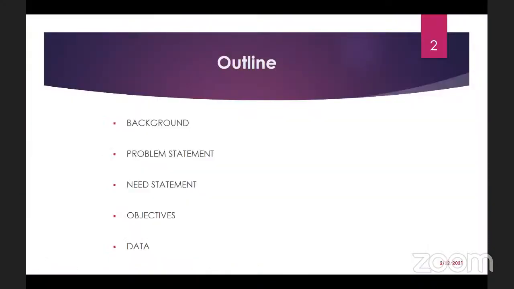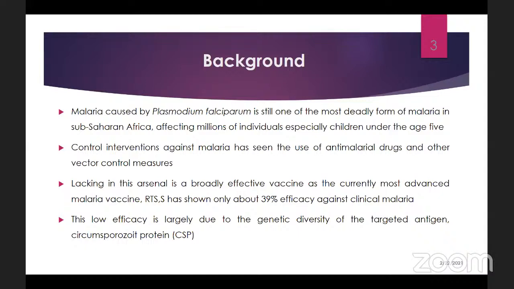So we know malaria caused by Plasmodium falciparum is one of the most deadly forms of malaria, especially in sub-Saharan Africa, affecting millions of people and especially children under the age of 5. So control interventions against malaria have seen the use of anti-malaria drugs like artemisinin and previously chloroquine. And then there are also other vector control measures. But what is lacking among these tools is a broadly effective vaccine.